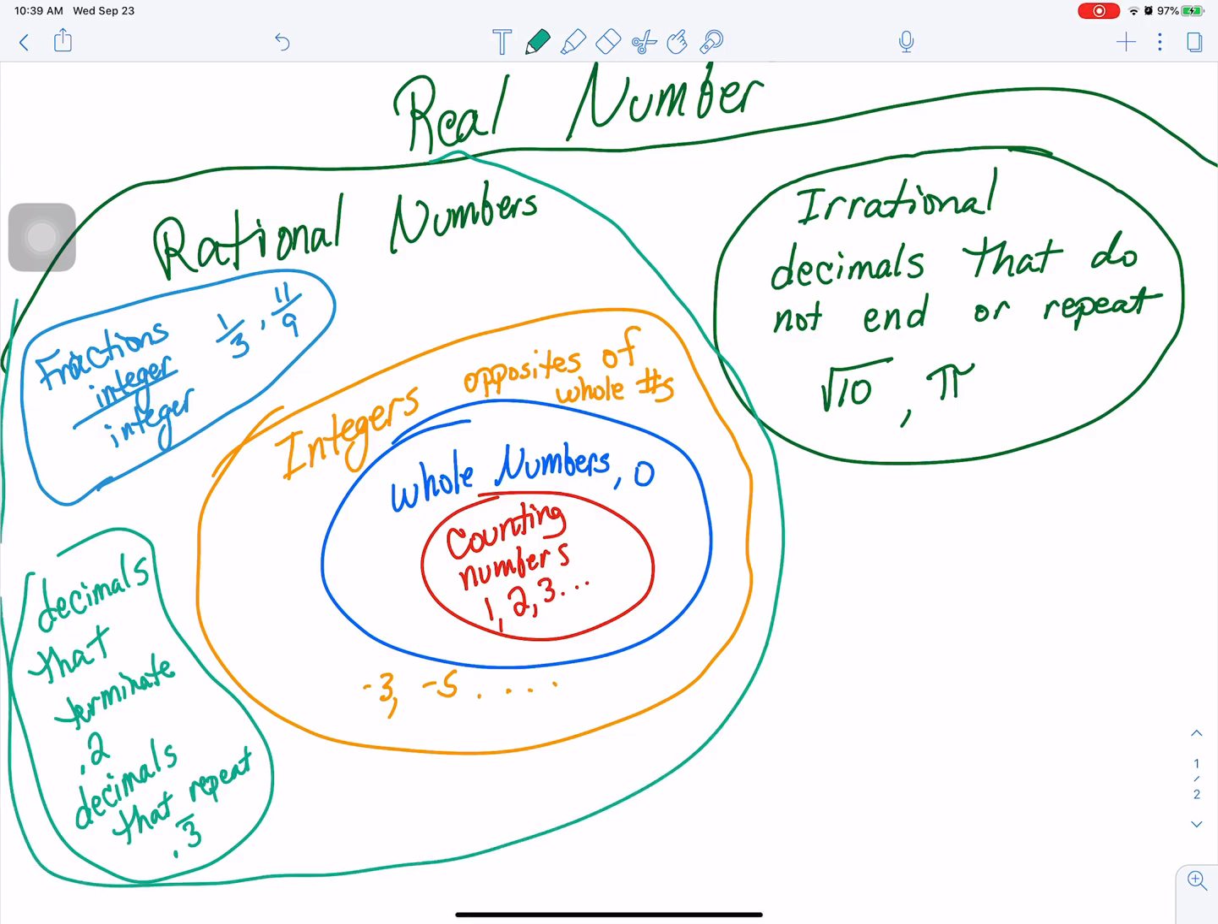So rational numbers are one group, irrational are another, but they are all a part of a real number. And so we're going to be kind of looking at how can I identify rational and irrational numbers. We've been doing that throughout. It's just more kind of being able to see the bigger picture right now.